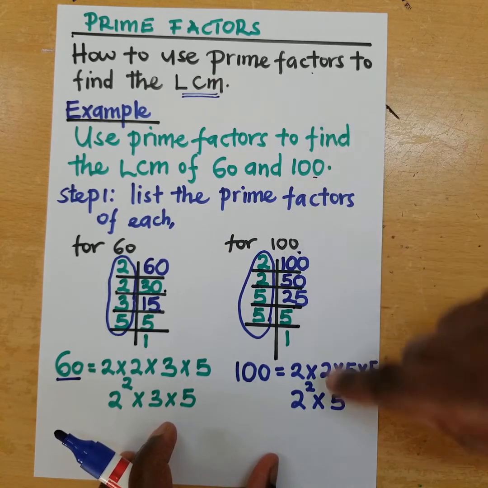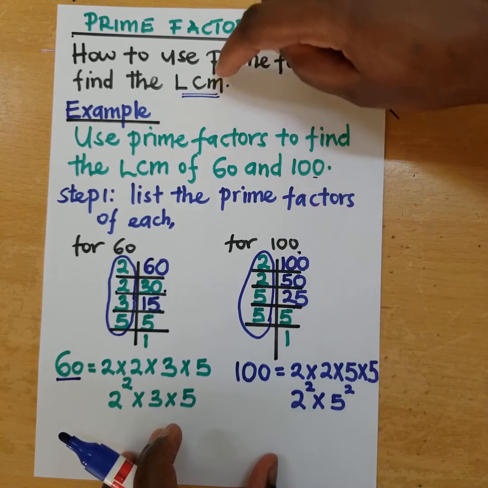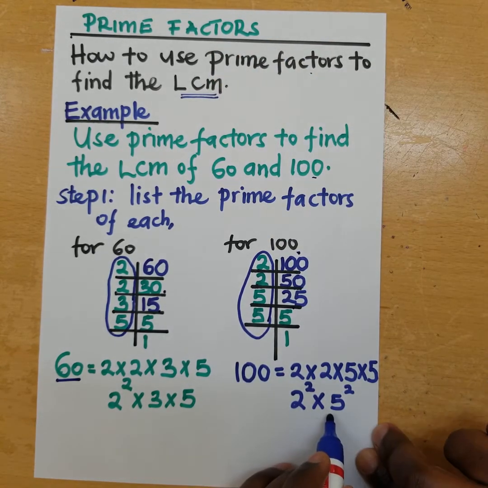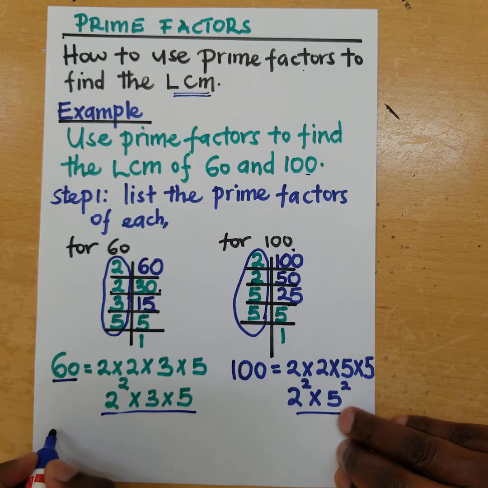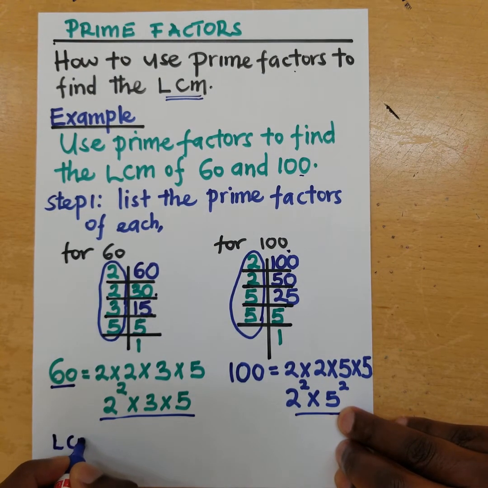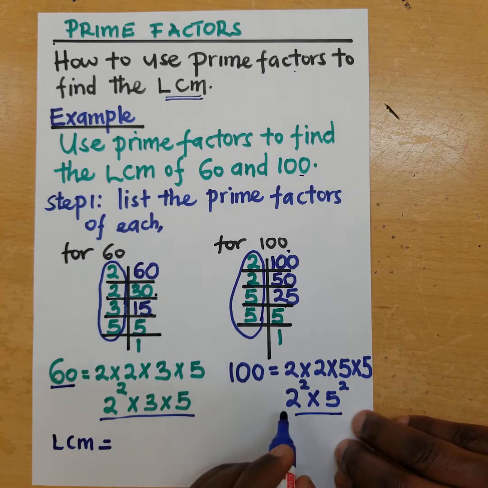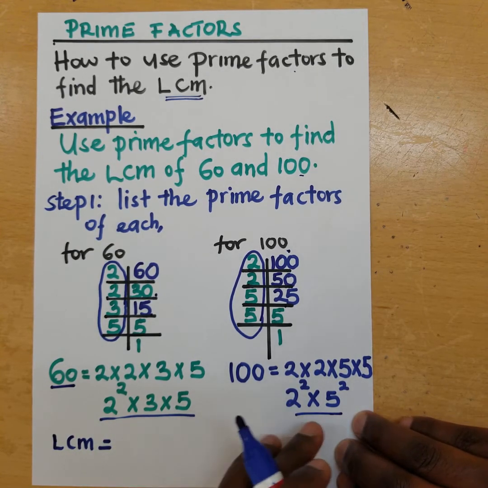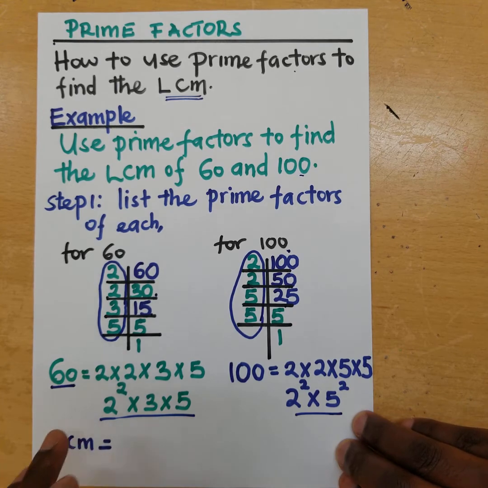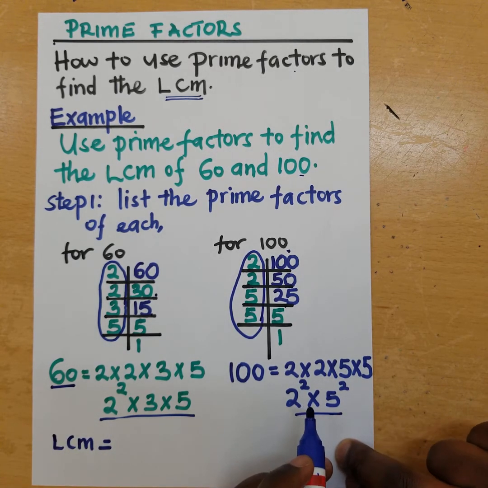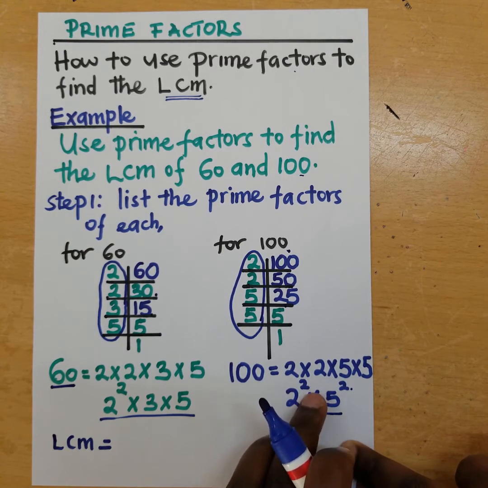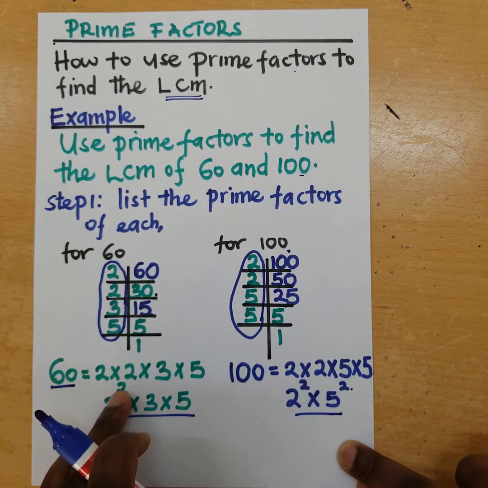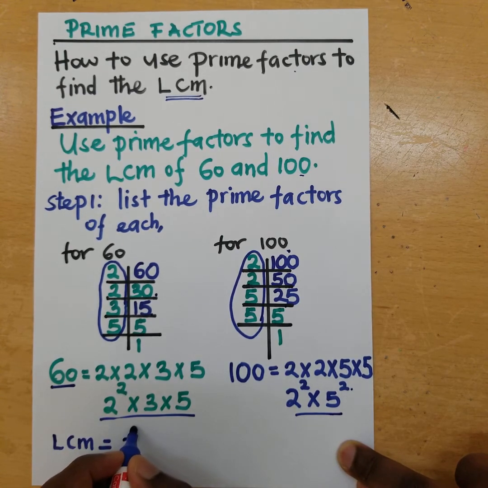So for me to be able to use the prime factors to find the LCM, I look at both these numbers. For me to find the LCM, I'll take the numbers that are appearing, I'll multiply all the numbers, but first I'll take the numbers that have the biggest power. Look at 2. 2 is appearing here and here. What about the power? The power is 2. It is also 2 here. So I'll take 2 power 2.